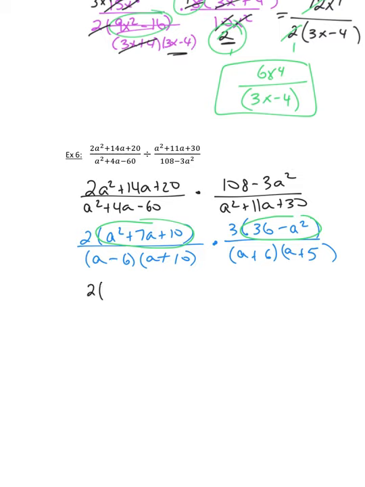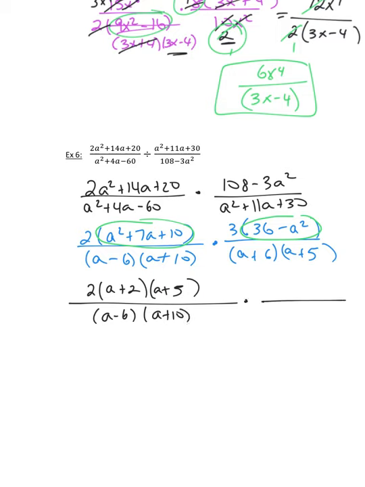I have 2 times, and then break the numerator up into 2 binomials. It'd be 2 times 5, both positive, so a plus 2 times a times 5. I'm going to copy my denominator, times, and then we have difference of squares. We have 6 plus a times 6 minus a. And then the denominator I copy. And now I'm going to cross things out.